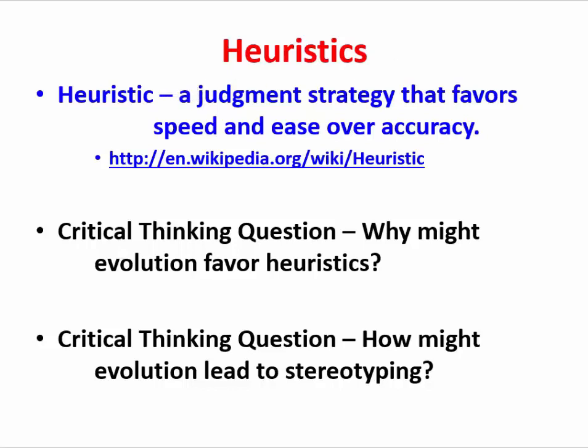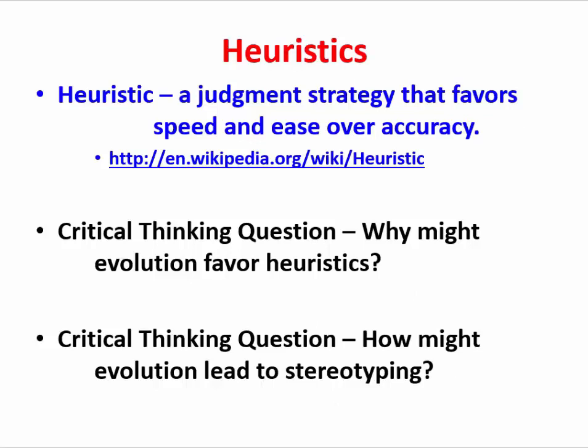It's interesting to muse about two critical thinking questions. One is, why might evolution favor heuristics? Presumably, our most ancient ancestors didn't have the capacity for heuristics, and yet you and I do. Why might that have come about evolutionarily? A related question that we can ask ourselves is, given the evolutionary development of heuristics, how does evolution lead to stereotyping? That is, how is it that heuristics, which depend on evolution, get us to stereotyping? In general, heuristics can be advantageous, but what comes along with that, unfortunately, is some inaccuracy, including the inaccuracies that can arise from stereotyping.